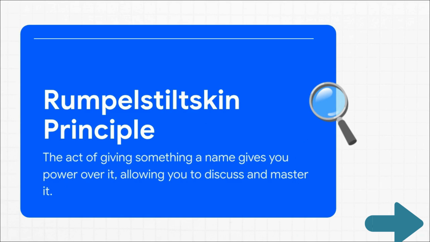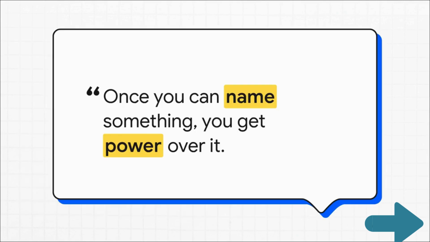This leads to this fantastic meta-idea that Winston called the Rumpelstiltskin principle. The core idea is simple but profound. Just the act of giving something a name gives you power over it. It turns some vague, fuzzy notion into a concrete thing you can talk about, analyze, and master. He put it so perfectly. Once you can name something, you get power over it.